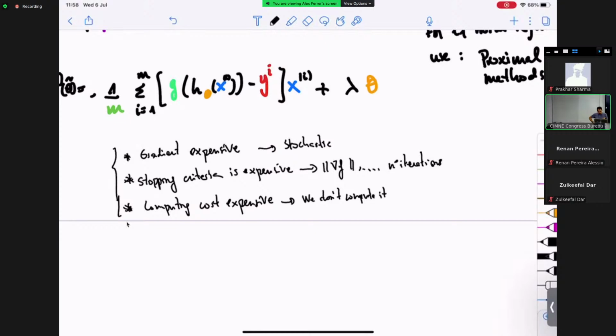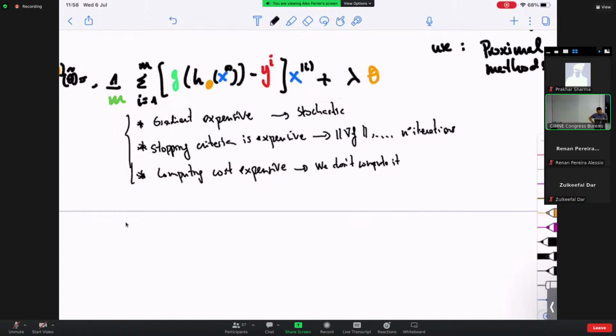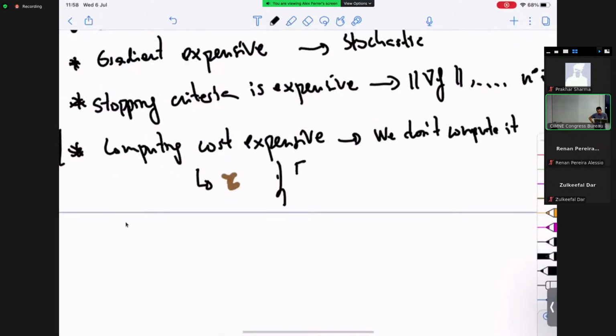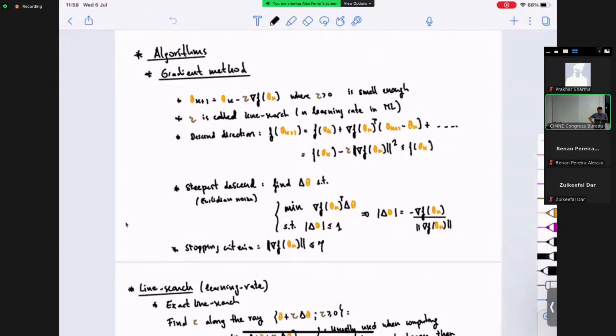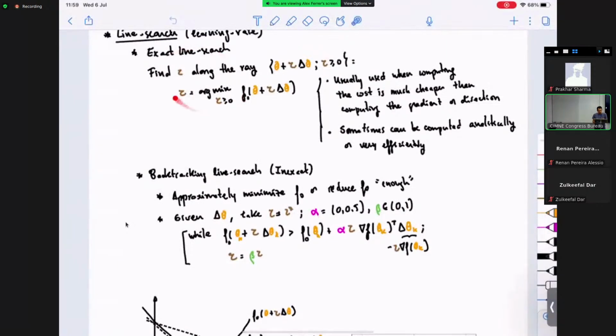But someone can say, okay, if the cost is expensive, and we have seen it yesterday, then what do we do with the line search? Remember what I explained for the line search? Exact line search or backtracking. Lecture 1, I think. Line search or learning rate is the same. We have two possibilities, either exact or backtracking.